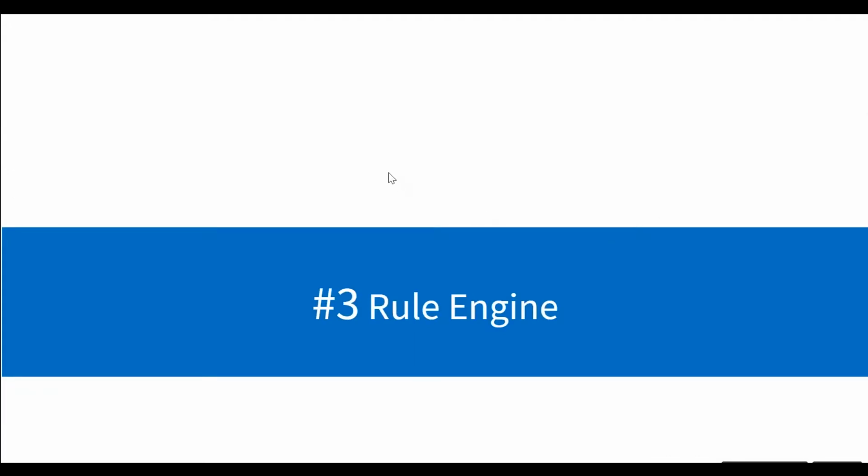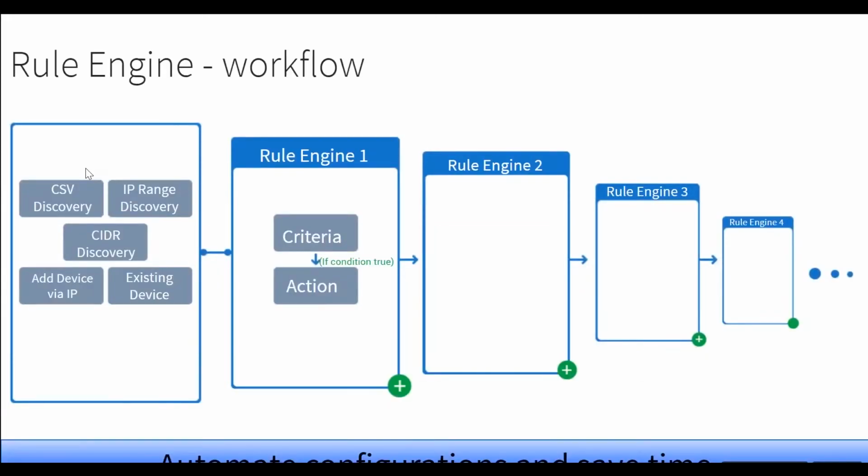Next, we'll see about the rule engine. This is one of the interesting stages you have during the creation of a discovery profile. Let's see how this works. Any method of input, like CSV or IP range discovery, CIDR, or adding a device via an individual IP address or a name, or existing device discovery, can be applied to a rule engine. What is a rule engine? A rule engine is like a template which you create with certain criteria, and once the criteria are matched, the action provided takes place.